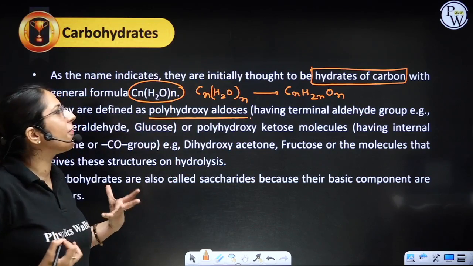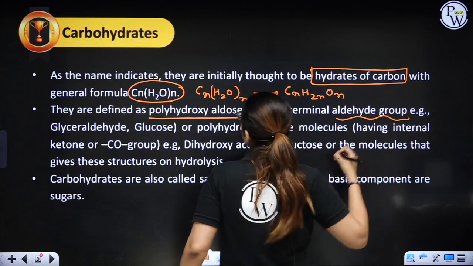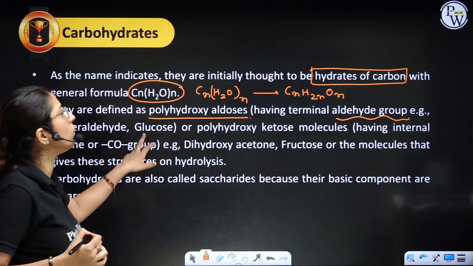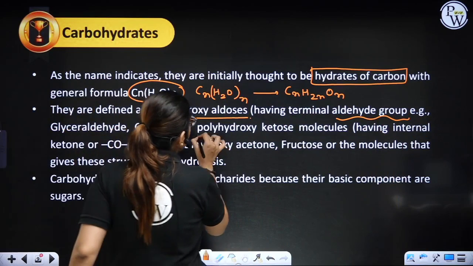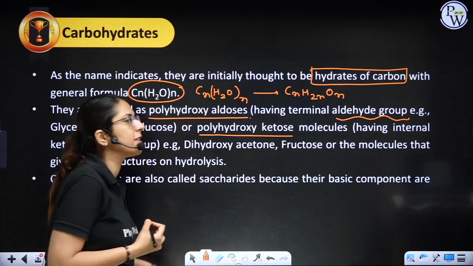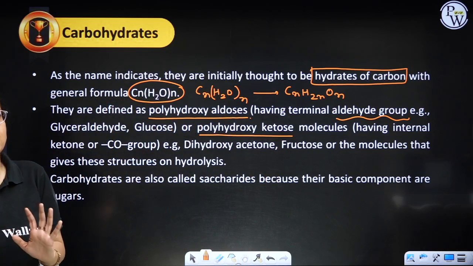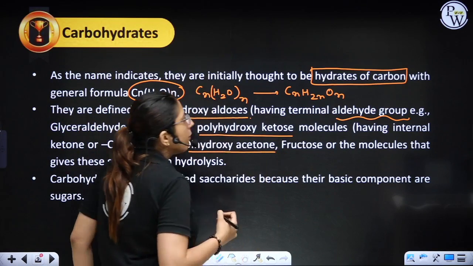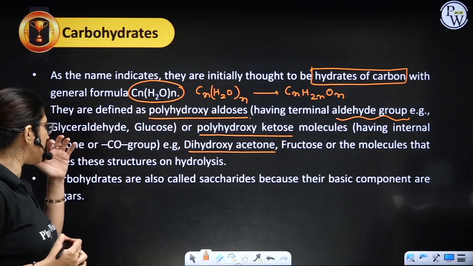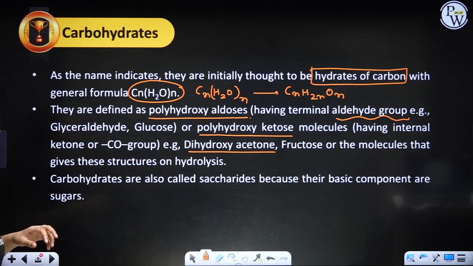They can be having an aldehyde group. If they are having an aldehyde group, they are termed as aldoses. For example, glyceraldehyde and glucose, they are aldoses. Or the polyhydroxyketoses. For example, they are having a ketone group, and you know the ketone group is present where? It is present internally. In this case, the examples we have are dihydroxyacetone and fructose. Another molecule gives these structures on hydrolysis.